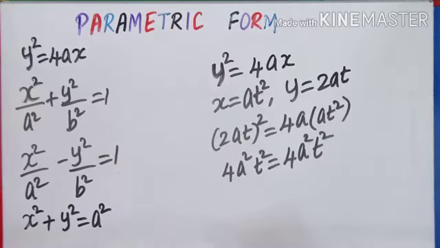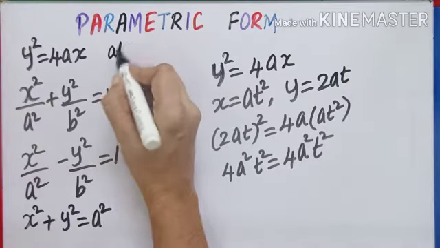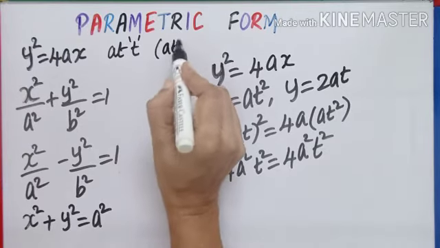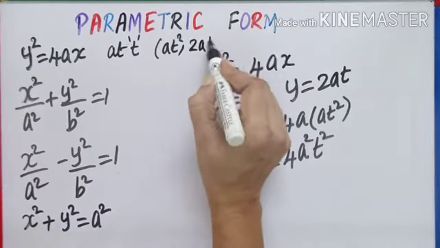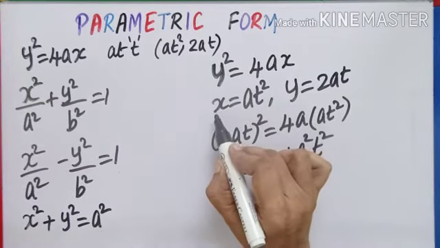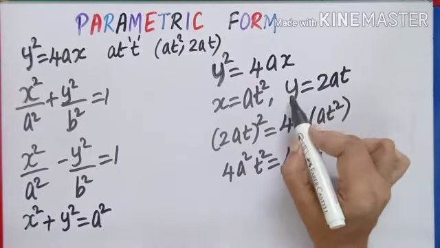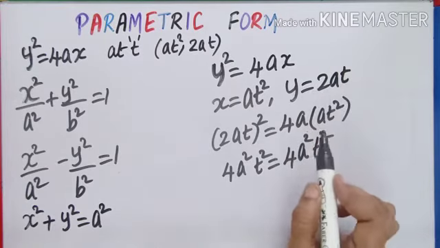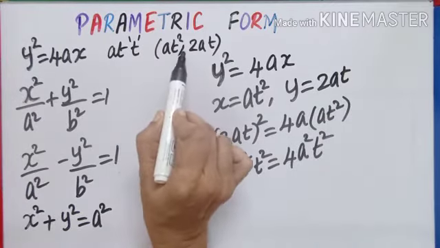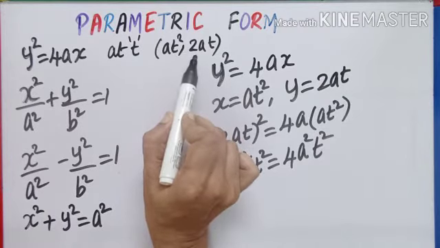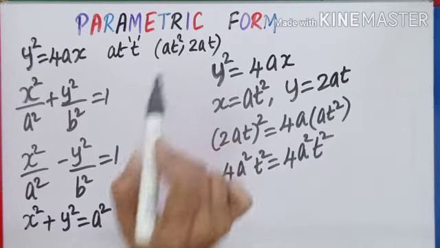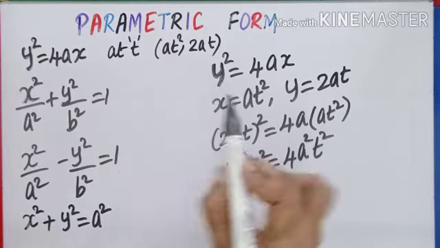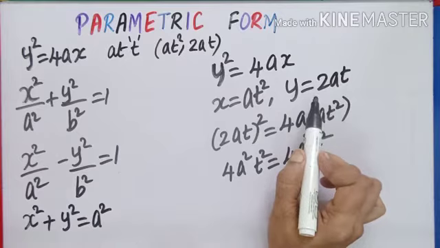as the parameter. So at t we say, and what does the t mean? It is at square comma 2at. Writing x is equal to at square, y is equal to 2at, we call parametric equations. Writing at square comma 2at as a point, I call parametric representation. Both are same only. Here I gave point form, whereas here I gave equation.